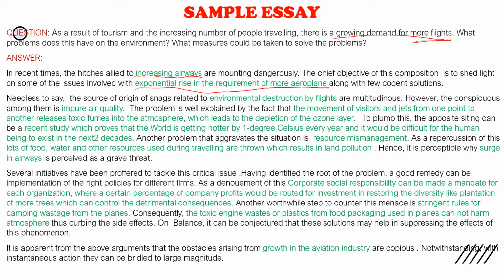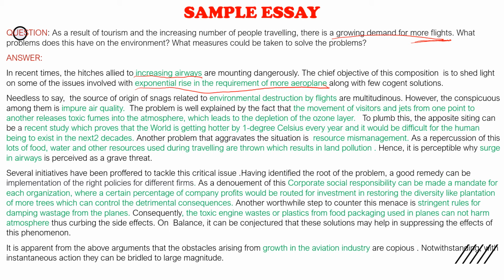So again I'm writing the same thing but in a different way. I am using lots of paraphrasing techniques here. That is very essential when you have a keyword which is going to be used again and again in your paragraph. Needless to say, the source of origin of problems related to environmental destruction of flights.